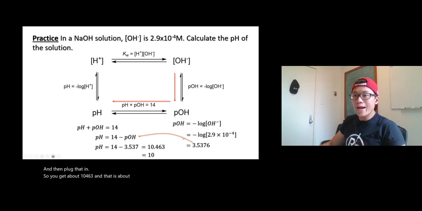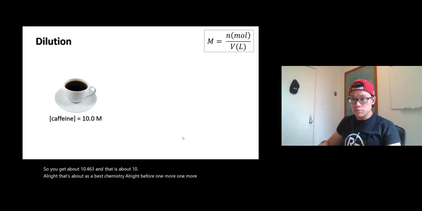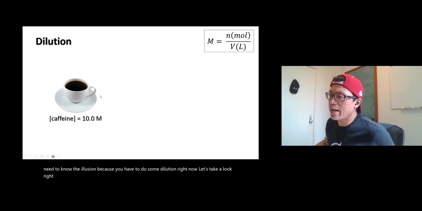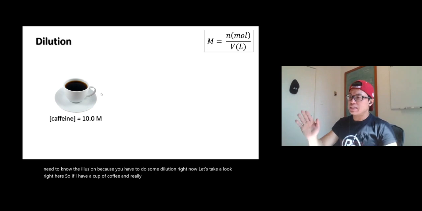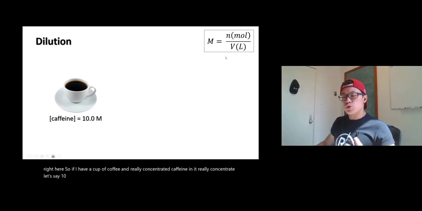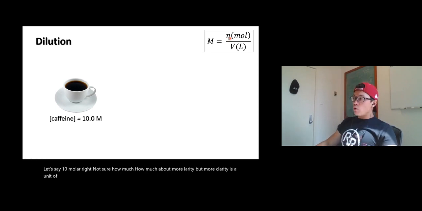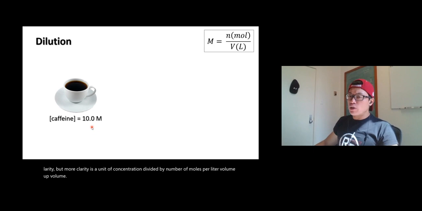All right, that's about acid-base chemistry. One more concept that you need to know: dilution, because you have to do some dilution. Now let's take a look right here. If I have a cup of coffee and really concentrated caffeine in it, let's say 10 molar. I'm not sure how much you know about molarity, but molarity is a unit of concentration, number of moles per liter of volume. So 10 molar is pretty concentrated.